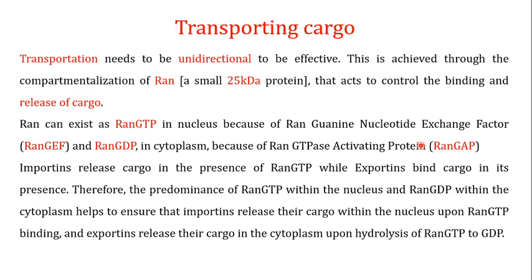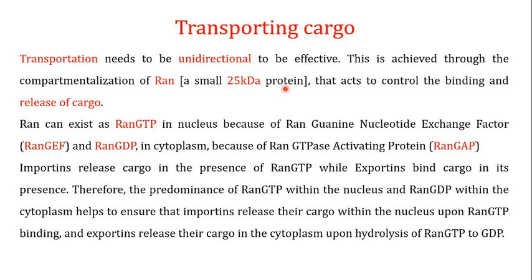Now, if you talk about the transportation of the cargo, this transportation needs to be unidirectional to be effective, because if you are interested in moving the proteins from the cytoplasm into the nucleus of the cell, and this is a bidirectional process, it means the protein can again move from the nucleus into the cytoplasm of the cell. So all of this exercise would be useless then. So this transportation needs to be unidirectional to be effective. Now this unidirectionality is achieved through the compartmentalization of a particular protein known as the RAN protein. And this RAN protein, which is a small 25 kilodalton protein, ensures that if a protein has to move from the cytoplasm into the nucleus of the cell, it will move in that particular direction.